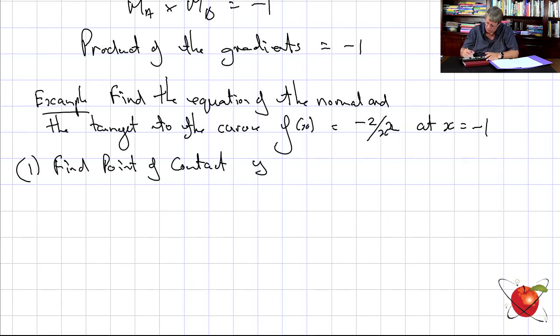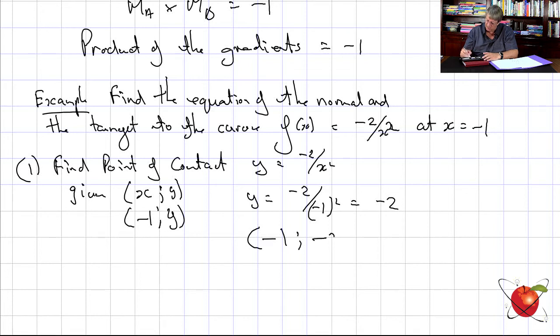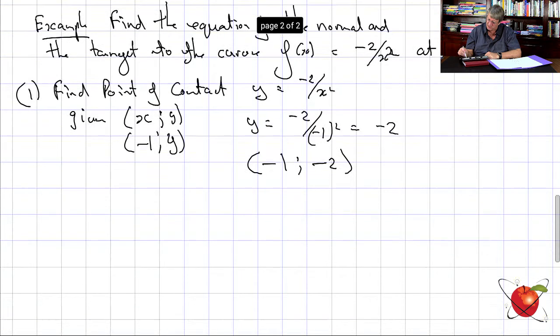So find the point of contact. This is the same as y is equal to minus 2 over x squared. And we are given one x value, x is minus 1, and y is what? So y is minus 2 over minus 1 squared, which is minus 2. Therefore, the point of contact, this is where the tangent and the normal touch the curve, is going to be minus 1 and minus 2. I think everybody should be happy with that.